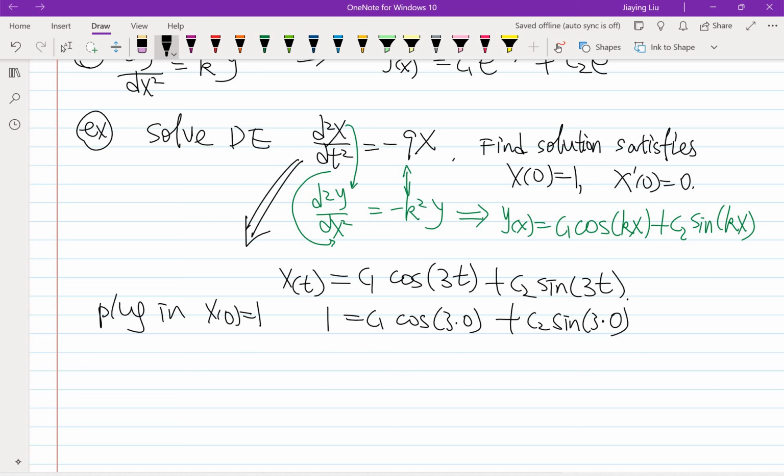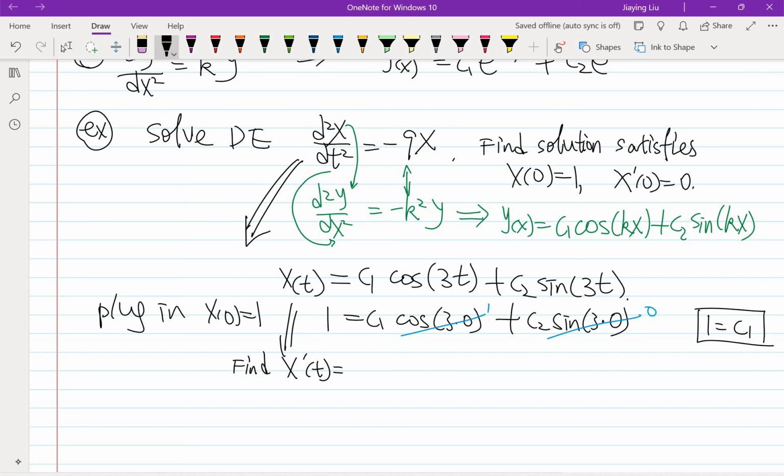If we put in there, and simplify correctly, the sine of 0 is 0, the cosine of 0 is 1, so we just have 1 equals C1 times 1 for now. Is that okay? All right. The next step is we need to plug in x prime of 0 equals 0, but we don't have x prime yet. We have to find it.